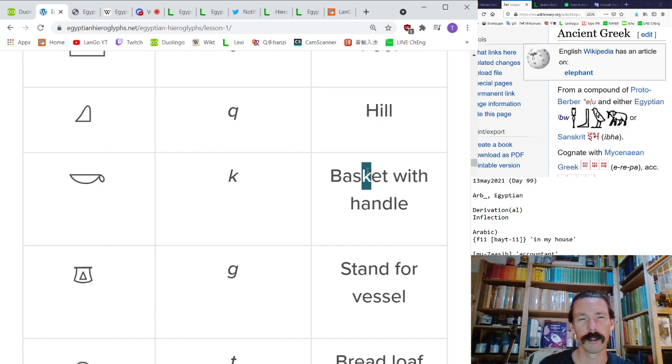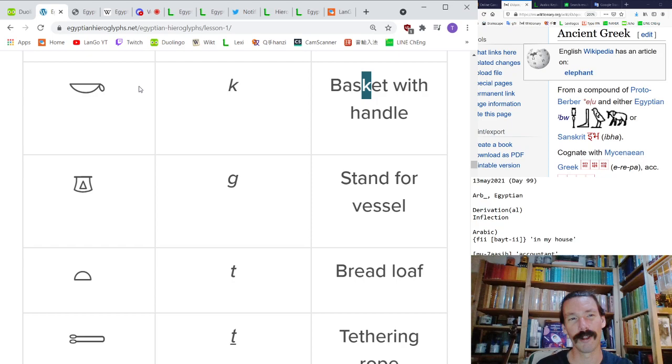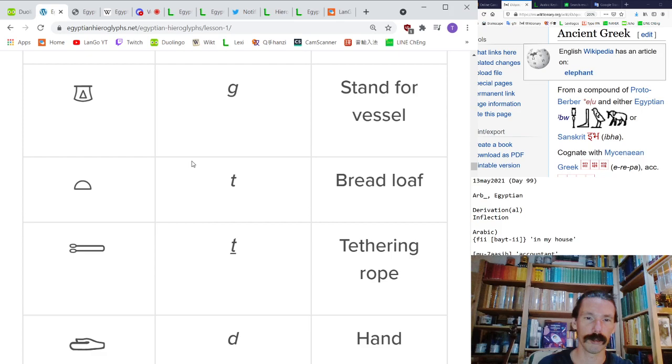It's like a smiley face with a little bit of drool. The stand for vessel, G. Bread loaf, love that. Tethering rope. What is a tethering rope? Like for tethering a horse?